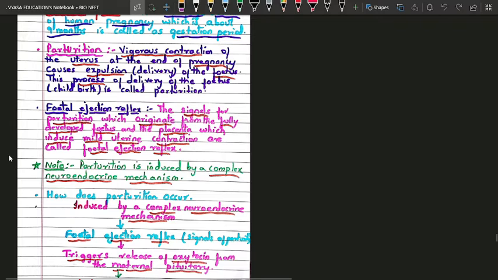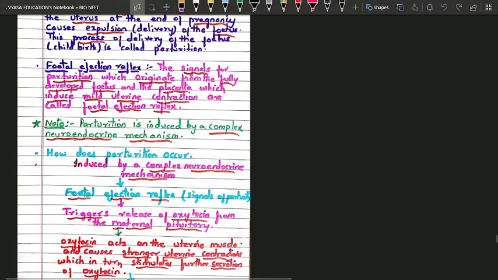So this is the definition, which is very important. You have to learn it by heart. The signals for parturition which originate from the fully developed fetus and the placenta, which induce mild uterine contraction, are called the fetal ejection reflex. Yes, so this is the definition.